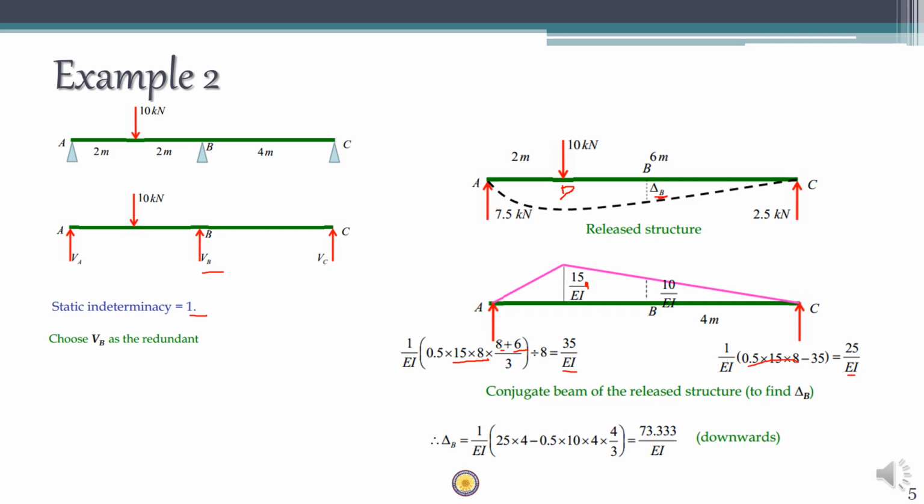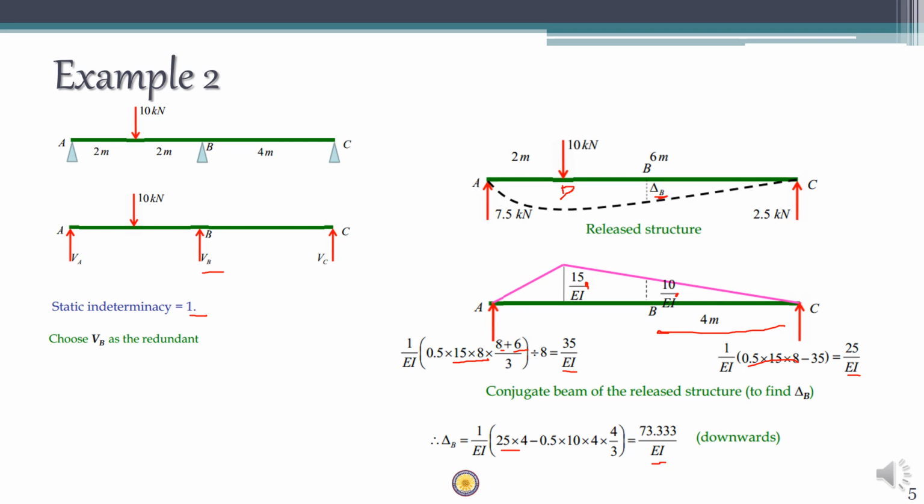We get the reaction at C as 25 by EI. Now, to determine delta B, the deflection at B, we want to calculate the bending moment in the conjugate beam at B. That is calculated here: 25 into 4 minus 0.5 into 10 by EI into 4 into 4 by 3, where 4 by 3 is the distance of the centroid of this triangle. Now we calculate delta B as 73.33. It is a downward deflection, marked there.